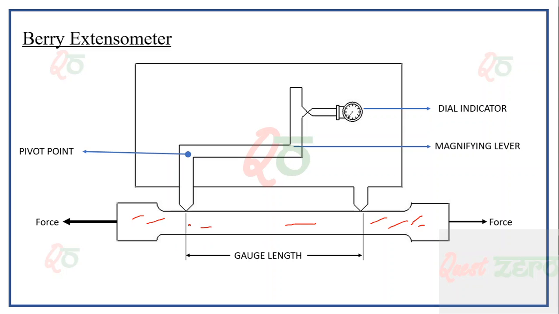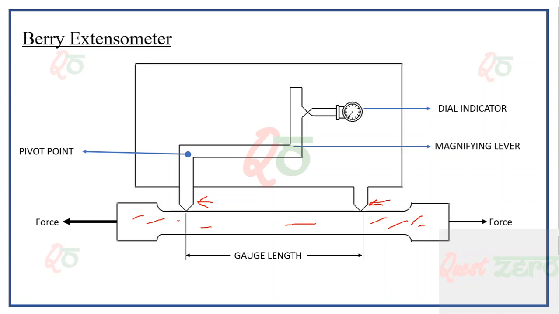So a similar component whose deformation needs to be determined will be used, and the Berry type extensometer has two knife edges on it. So this is one knife edge and the other is right here. The one is fixed, this end will be fixed, and this will have a provision to move. So when this has a provision to move, there will be a pivoting point employed.